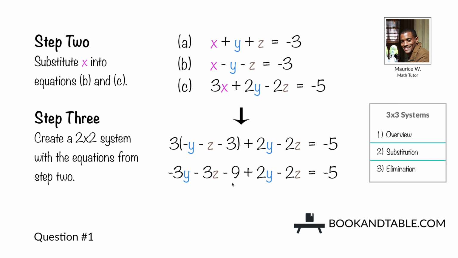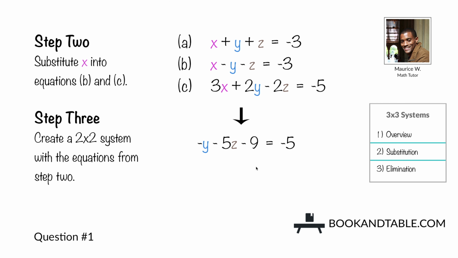And now we combine our like terms. Negative 3y plus 2y is negative y. Negative 3z minus 2z is negative 5z. Minus 9 is equal to negative 5. And now we add 9 to both sides, giving us negative y minus 5z is equal to negative 5 plus 9, which is 4. So now we have equations D and E, our 2x2 system.